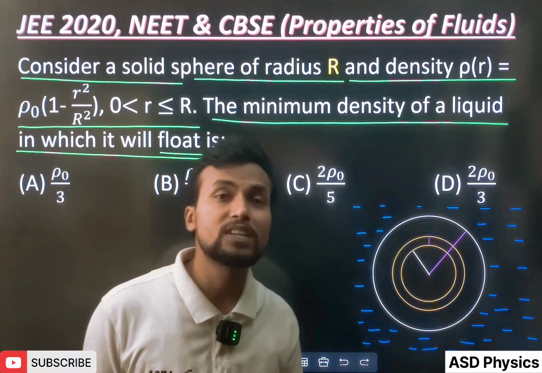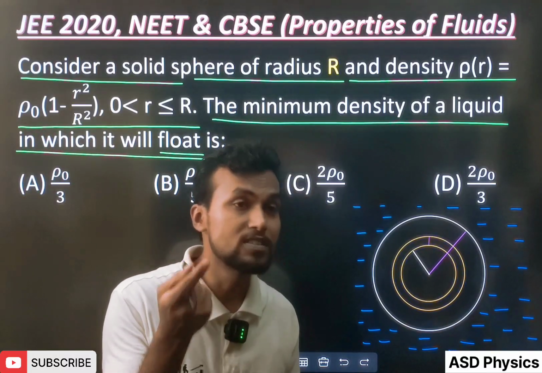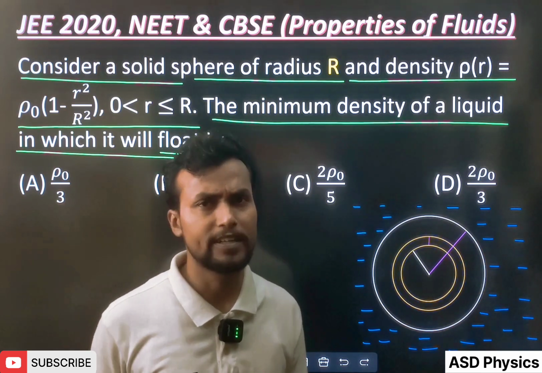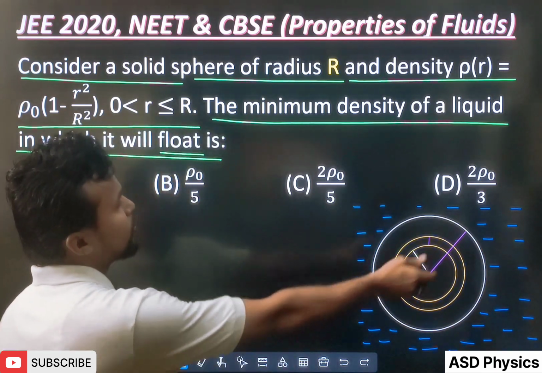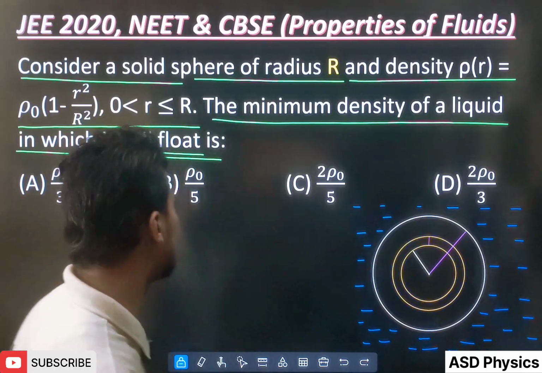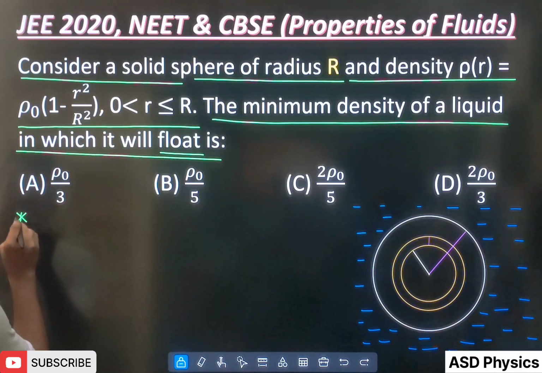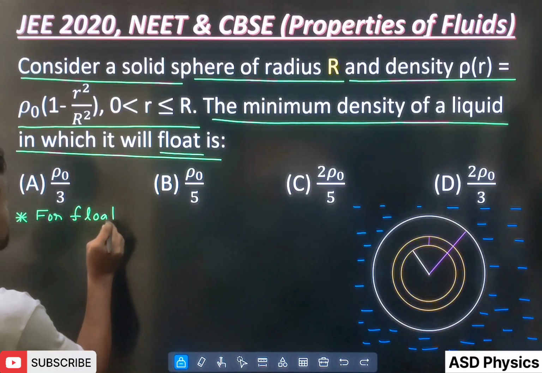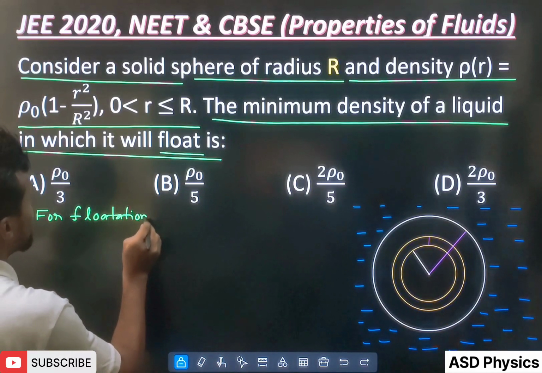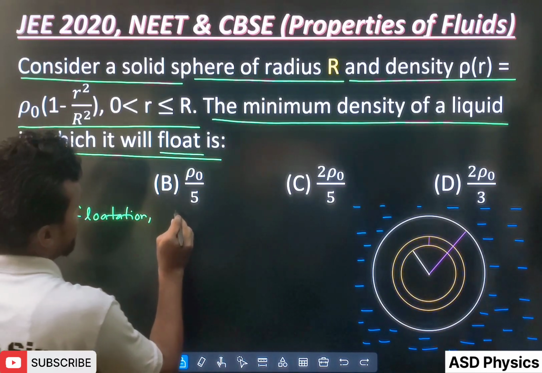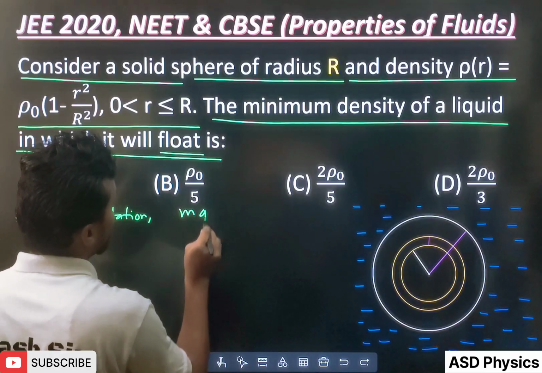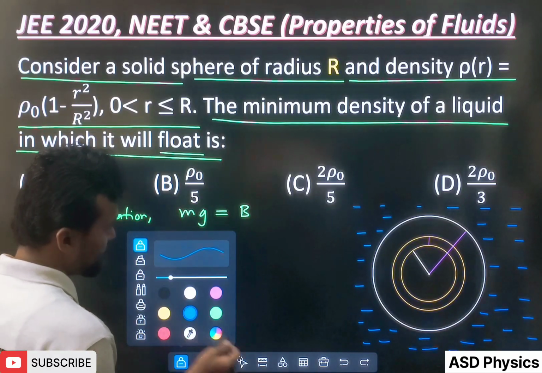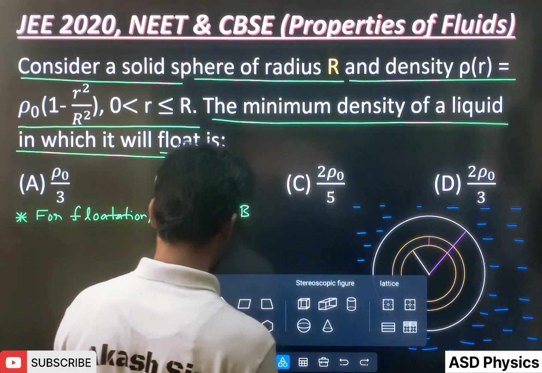For flotation, what will happen? Very basic concept: the weight of the body should be equal to the buoyant force from the fluid. And here the fluid is the liquid. So I will write here, very basic thing for flotation: mg should be equal to the buoyant force.